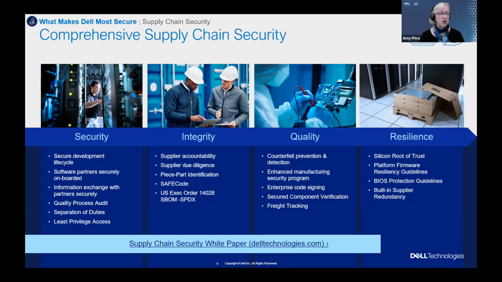Quality as well comes in through counterfeit prevention and detection. Remember, I mentioned this piece about always check and verify and consistently auditing. This is one way we do it. We stay on top of people. We also ensure resilience, both from a supplier perspective by having multiple sources of supply, and we audit and control each one of them individually.